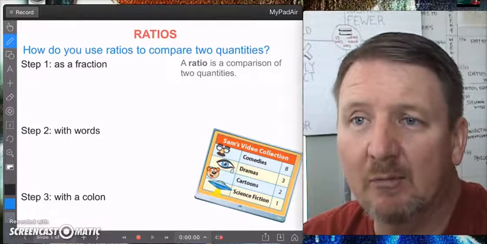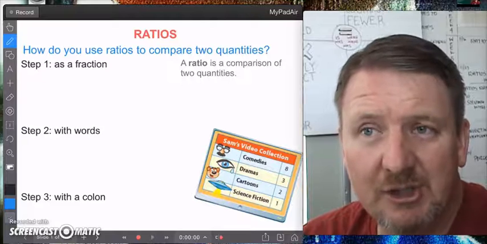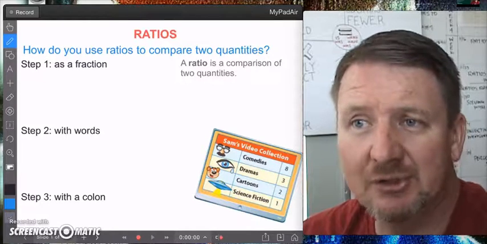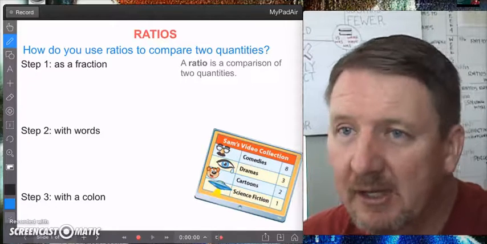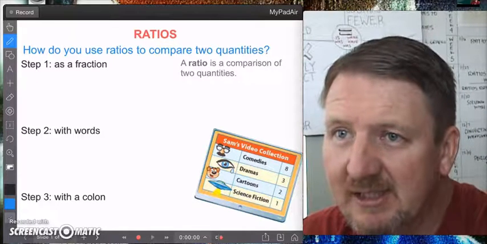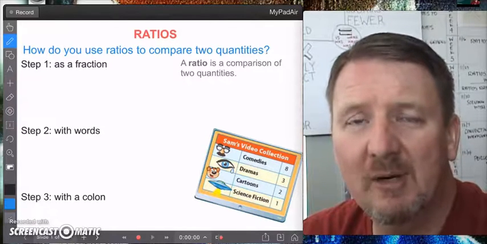We're going to show first of all a couple different ways that we can express a ratio, and then I'm going to show you how you can use a ratio to compare those two quantities. So the first step is to compare a ratio as a fraction.